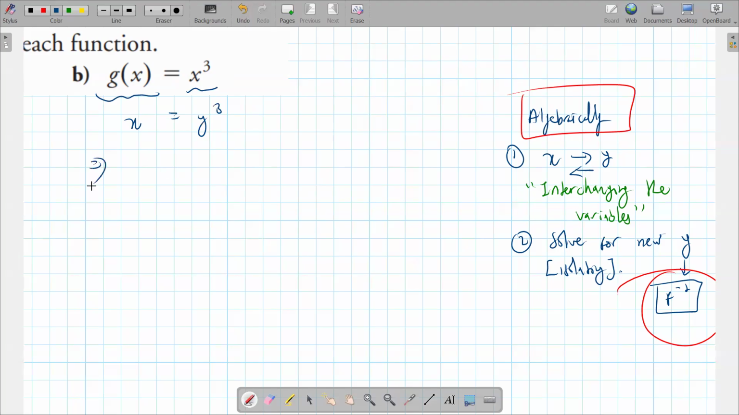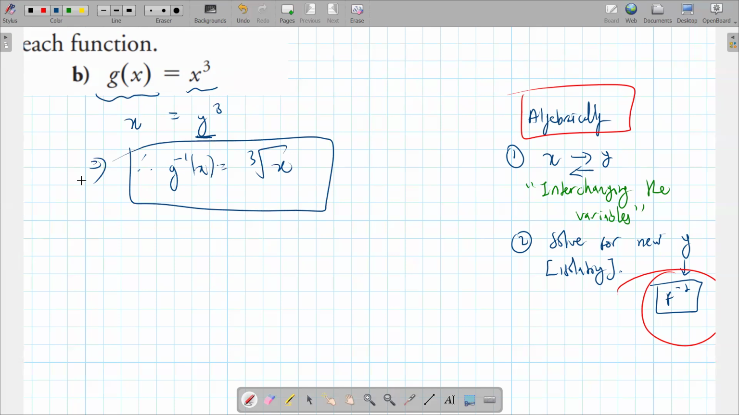How do we solve this equation for y? Take the cube root. Do you have to do plus minus when we're doing the cube root? Or is that strictly for even indices? It's only for even. You don't have to do the plus minus for odd index. So therefore, remember, this is your f inverse, sorry, g inverse now. G inverse of x is equal to the cube root of x. And that's the inverse. Very simple, just takes 2 steps.